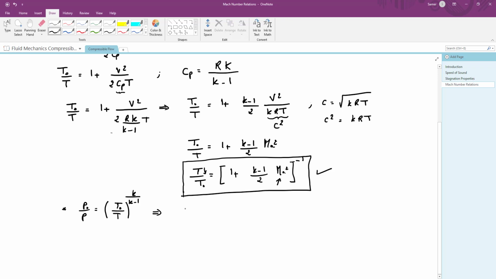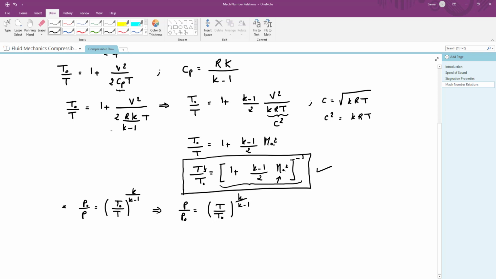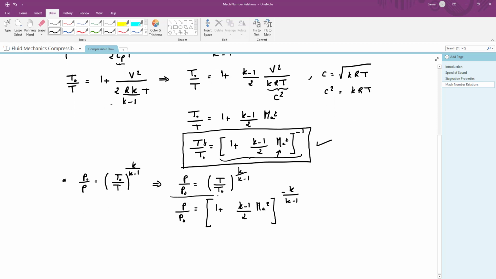Let's also compute the inverse here, to put the pressure in the numerator. We will have P over P naught equal to T over T naught to power k over k minus 1. Now we will replace T over T naught by the term on the right side of the equation. So we'll have P over P naught is equal to 1 plus k minus 1 over 2 into the Mach number squared, to power minus 1, to power k over k minus 1. It will be to power minus k over k minus 1. So this is an expression relating the pressure variation of the ideal gas with respect to the Mach number.